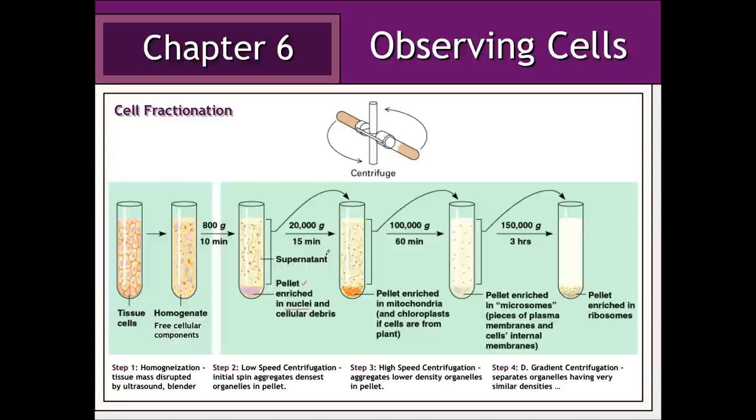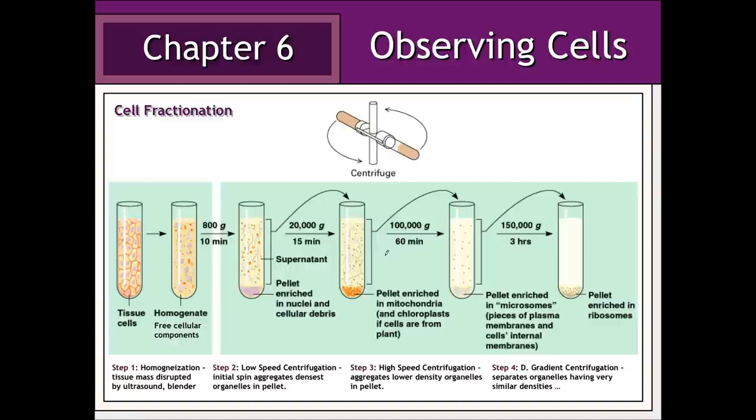The supernatant represents the part of the homogenate that failed to accumulate within the pellet. In order to isolate progressively less dense cellular components, the liquid supernatant is poured off into another tube, which is subsequently centrifuged at a higher speed, eventually giving rise to a pellet containing the next densest cellular components, represented by mitochondria and, if present, chloroplasts.